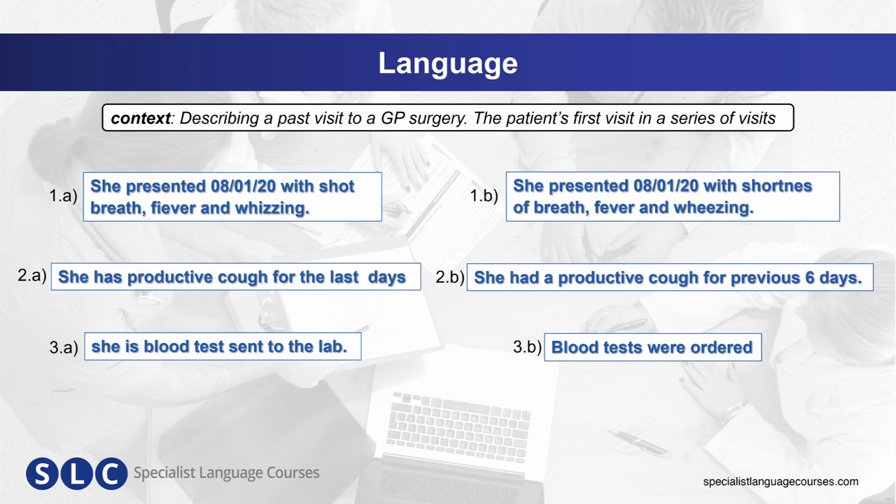Let's look at some examples of errors. So to set the context, all these sentences are describing a past visit to a GP surgery, and it is the patient's first visit in a series of visits. Look at these three pairs of phrases. Which ones do you think cause more strain for the reader? In sentence 1A, the spelling is clearly causing strain, while 1B, there are errors, but the words are still understandable.